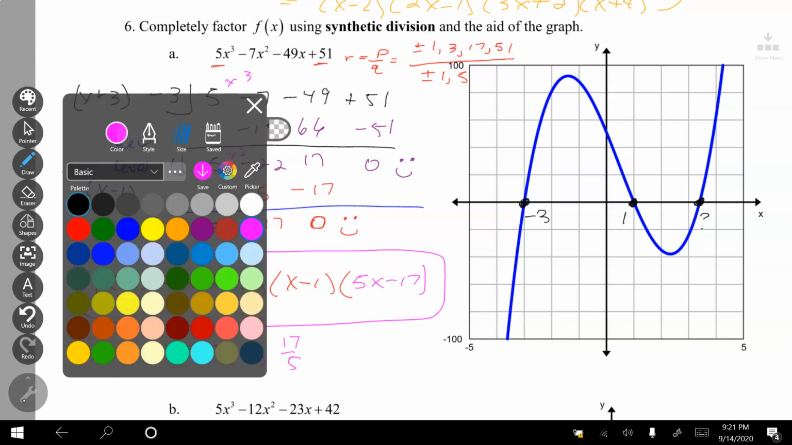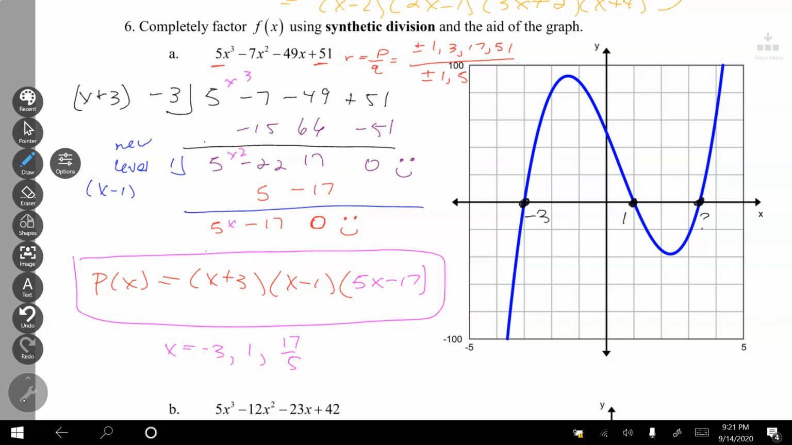And if you notice, all of these zeros or x-intercepts or roots are part of the P over Q list. They have to be inside that list. 17 over 5 is like 3.4. I think this looks like 3.4.